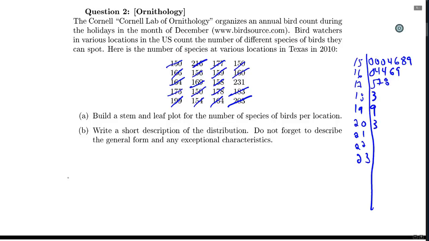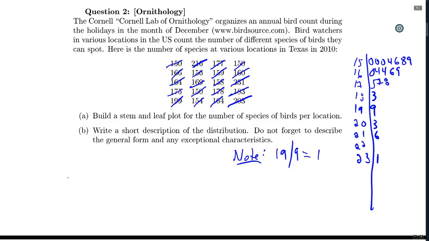Alright, so notice that the stem 22 has no leaf. This is because there's no 220s in our data set. So this is the stem and leaf plot. It's always good to put a little note here to help the reader understand what is a stem and what is a leaf, and what it represents. For example, if I wrote the number 19 with a leaf of 9, I should interpret this as 199. This is a little note that will be attached to the stem and leaf plot.